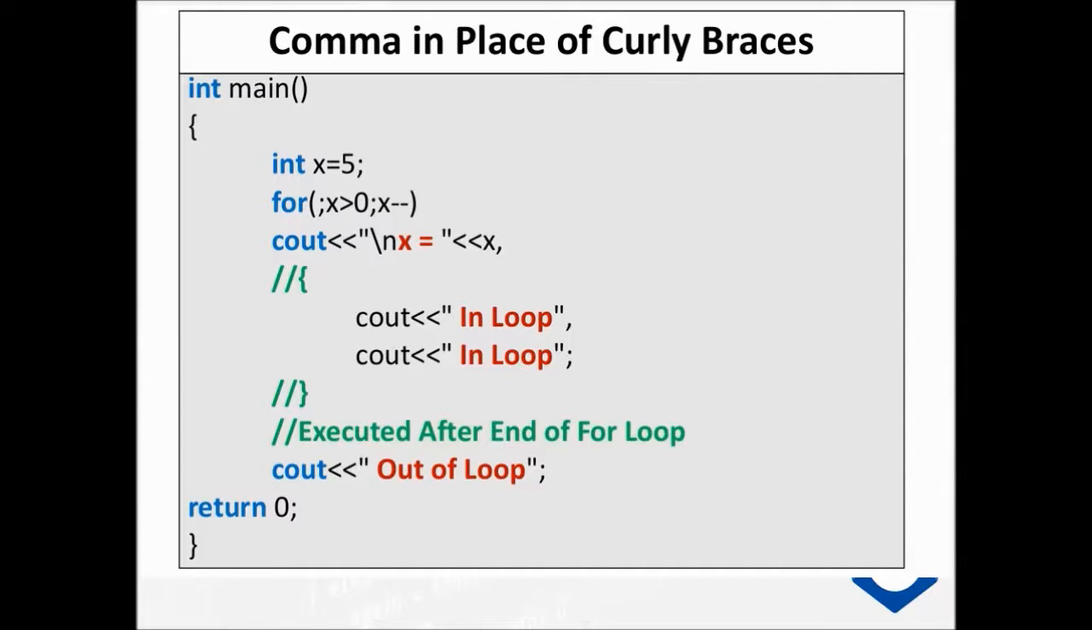Then instead of curly braces, we similarly write two statements, and each statement is terminated with a comma, except the last statement, where we place a semicolon at the end. So after the end of the for loop, we want to write another statement, cout out of loop, and again we terminate it with a semicolon.